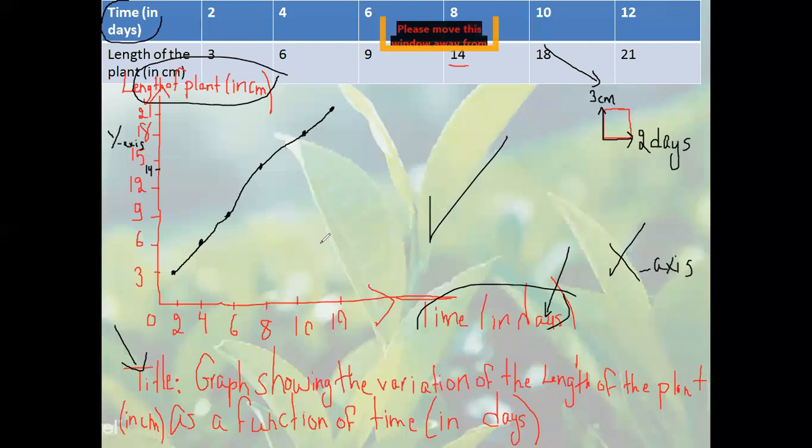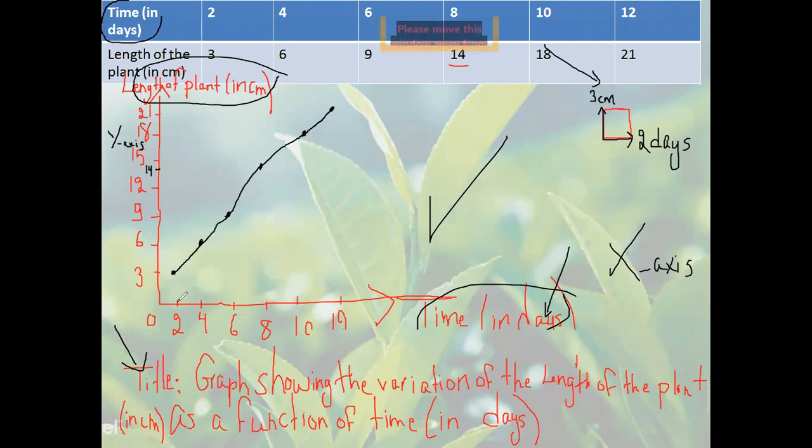Let's start. Let's do analysis for this. If I want to analyze this graph, how do I analyze it? Analysis of the graph, I have to start with the first point. First point, it was 2. So at time 2 days, the length of the plant was 3 centimeters. Did you realize here? I'm using the units. When the time was 2 days, the length of the plant was 3 centimeters.